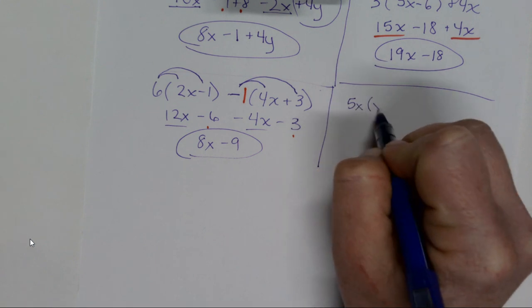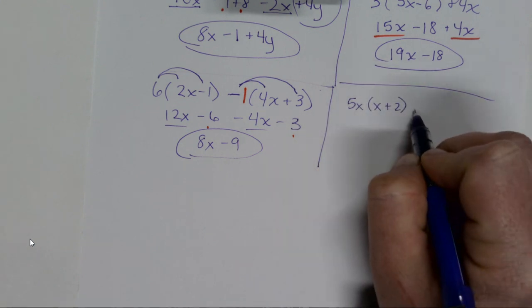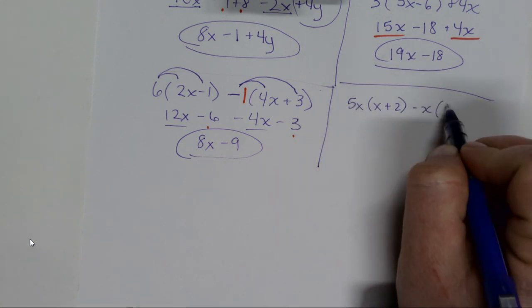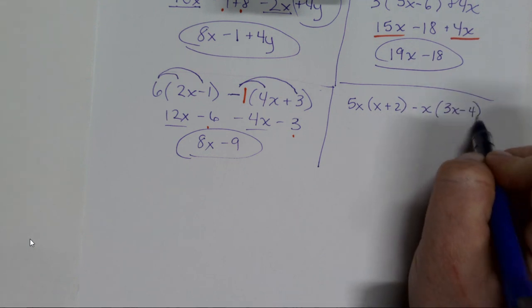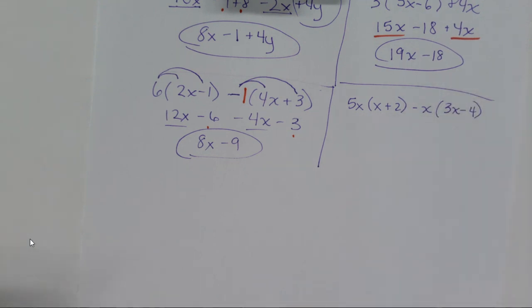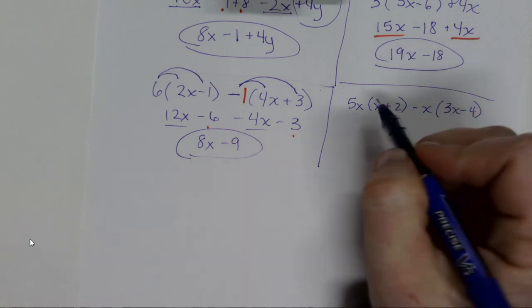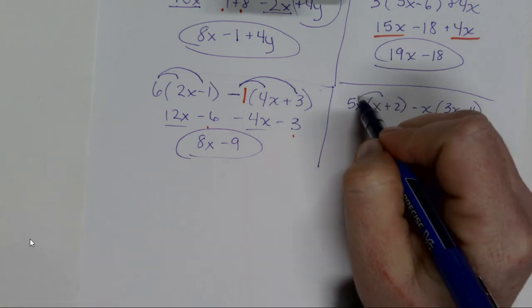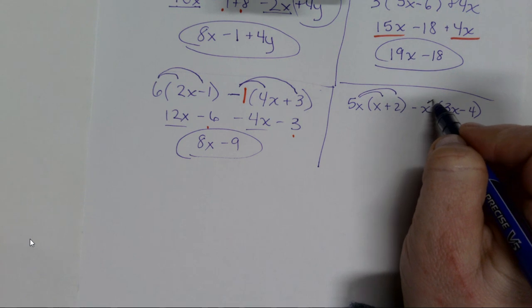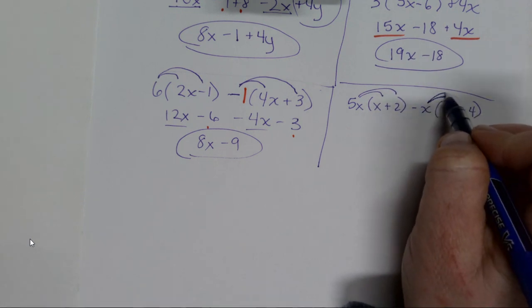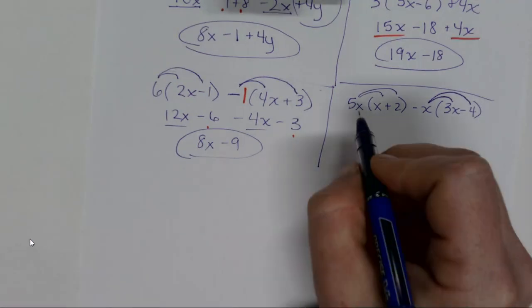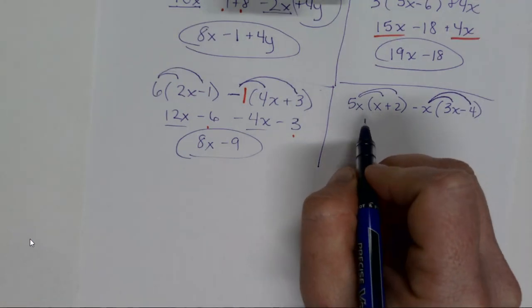5x times x plus 2 minus x. See, sometimes they're nice and they'll put something there, but don't depend on that. If there's nothing there, there's a 1 there, like we did here. But this time they were nice and they put something there. So negative x is going to get multiplied by the 3x. It's also going to get multiplied by the negative 4. So x times x, hopefully you're like, oh yeah, that's x squared.